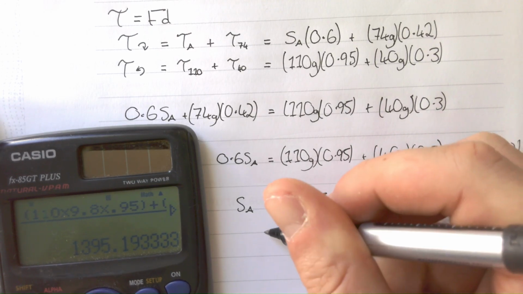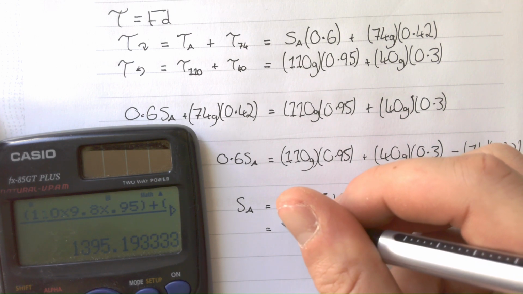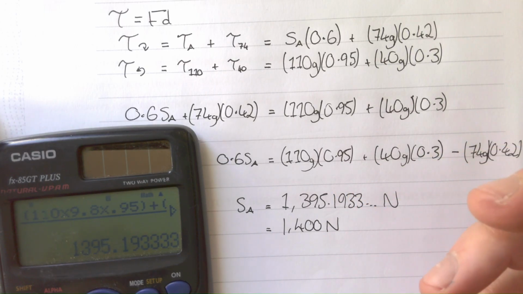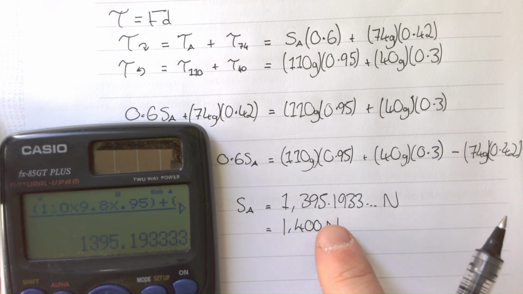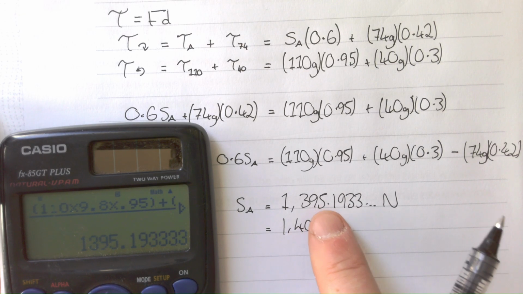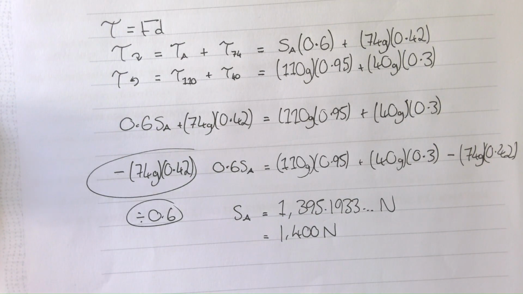1,395.1933 newtons. Rounded to three significant figures, 1,400 newtons. Because the 5 is our fourth figure, it rounds the 9 up. So even to three sig figs, it's still just 1,400 newtons. And that's SA. Now, if you wanted to work out SB, you have two options.